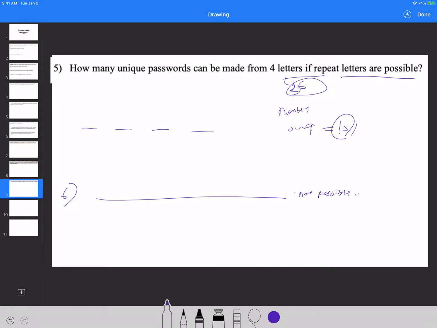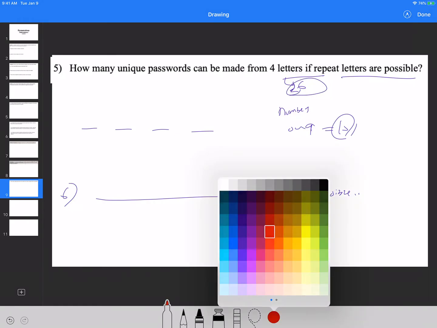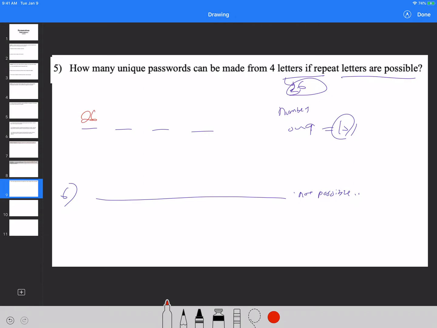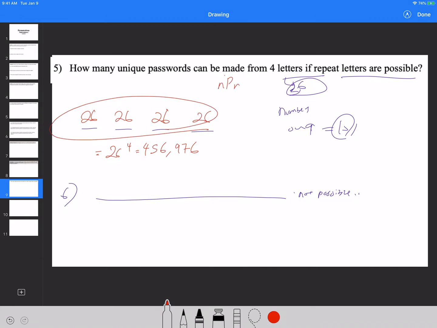So if I know that all 4 have to be letters, that means that for the first one, there will be 26 possibilities. Second, third, and fourth will all have 26 possibilities, which means it's going to be 26 to the 4th power. If you do that in the calculator, you will get 456976. So this, you cannot be using the nPr part, like the permutation formula. You will have to draw in the blanks and fill in accordingly.